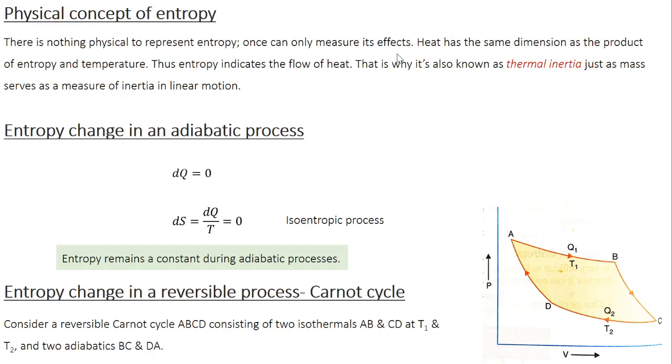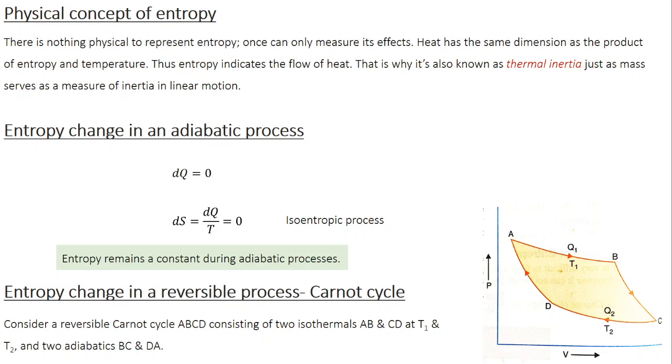That's why sometimes people call entropy thermal inertia. Just as mass serves as a measure of inertia in linear motion, entropy serves as a measure of inertia during heat flow. You know what inertia is, right? Inertia is resistance to change. If a particle has lower mass, it's easy to change its motion, or its state of rest. On the other hand, when mass increases, it's difficult to change its motion. So mass acts as inertia in the case of linear motion. In the same way, entropy acts as inertia in the case of heat flow.